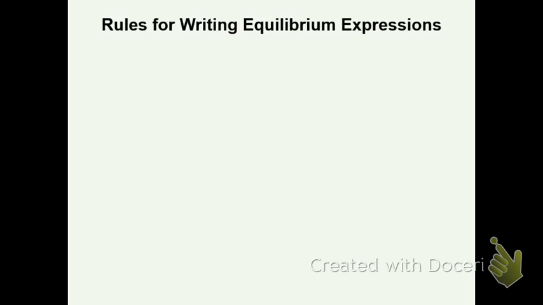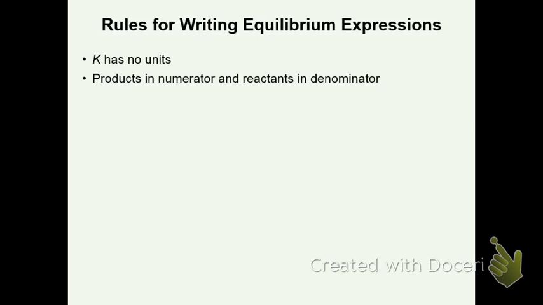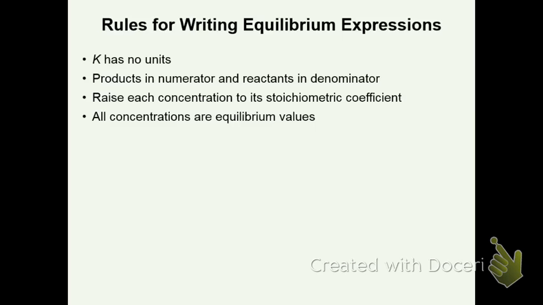So there are a set of rules for writing equilibrium expressions, in addition to the fact that it's products over reactants all raised to their stoichiometric coefficients. So the first is that K doesn't have units. We have products in the numerator and reactants in the denominator, and each concentration is raised to the stoichiometric coefficient. And all concentrations are equilibrium values, so we can only calculate K if the concentrations we're working with are equilibrium concentrations, so we know that the system is at equilibrium.